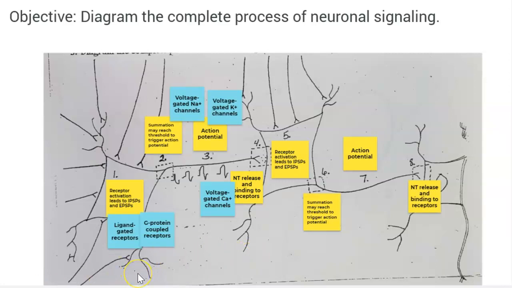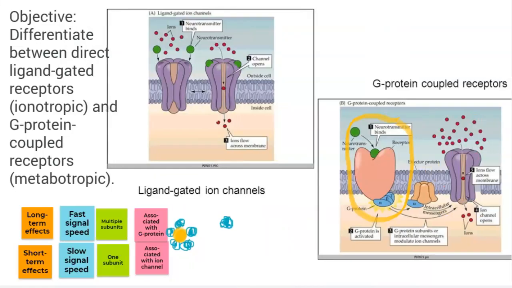So at this point, I am going to zoom in on these ligand-gated receptors and G-protein coupled receptors so you can see the difference between those. We will get into more specifics on them when we talk about the specific neurotransmitters and their specific receptors, but I want to focus on the overall general differences between the two.